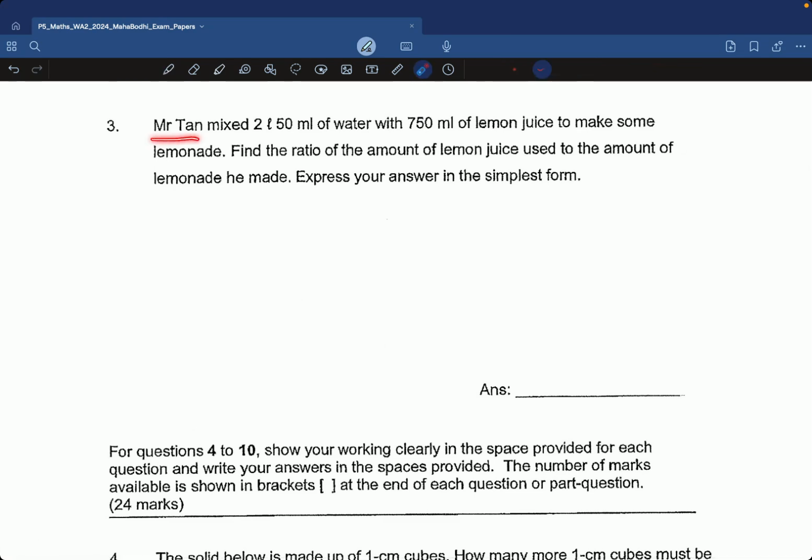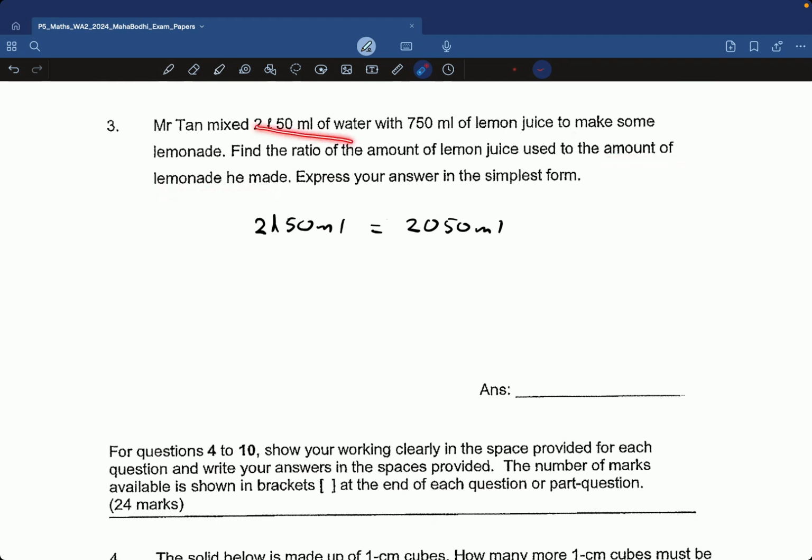Question 3. Mr. Tan mixed 2 liters and 50 ml of water with 750 milliliters of lemon juice to make some lemonade. Find the ratio of the amount of lemon juice used to the amount of lemonade he made. Express in the simplest form. Okay, so we need to first make 2 liters and 50 milliliters into milliliters. So 2 liters is 2000 milliliters, and then you also have 50 milliliters in here.